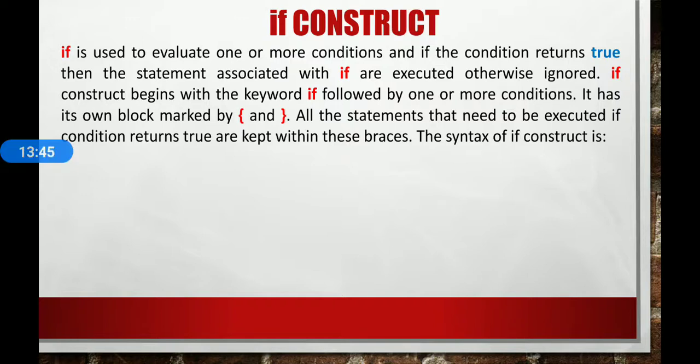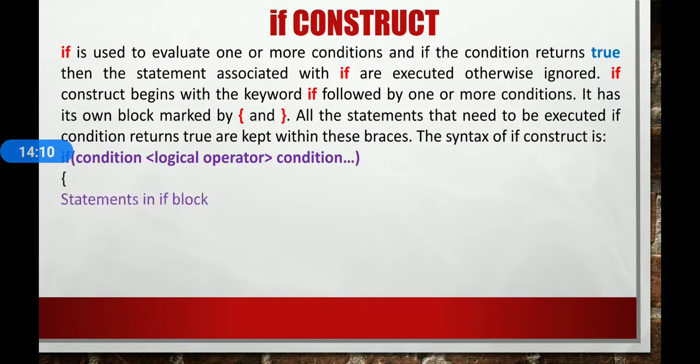The if construct has its own block marked by an opening curly bracket and a closing curly bracket. All the statements that need to be executed if the condition returns true are kept within these braces. The syntax of the if construct is: first if, then the condition, then the logical operator, then another condition, and so on. Then an opening curly bracket, then a statement, whatever you want to execute if the condition is true, written here, then the closing curly bracket.